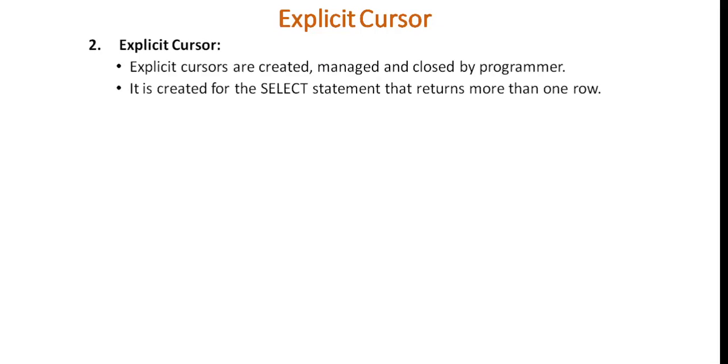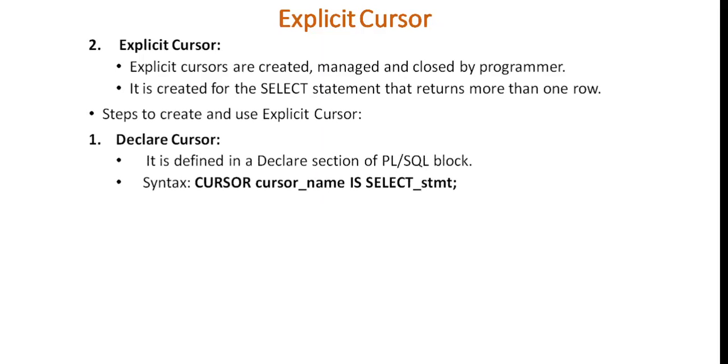It is created for a select statement that returns more than one row. We know that an implicit cursor can fetch a single row from the table. But when we want to access more than one row, we can go for an explicit type of cursor. There are certain steps to create and use an explicit cursor. First step is declare cursor. An explicit cursor is a user defined cursor, so we need to declare it explicitly in the program. It is defined in the declaration section of the PL/SQL block, just like normal variables.